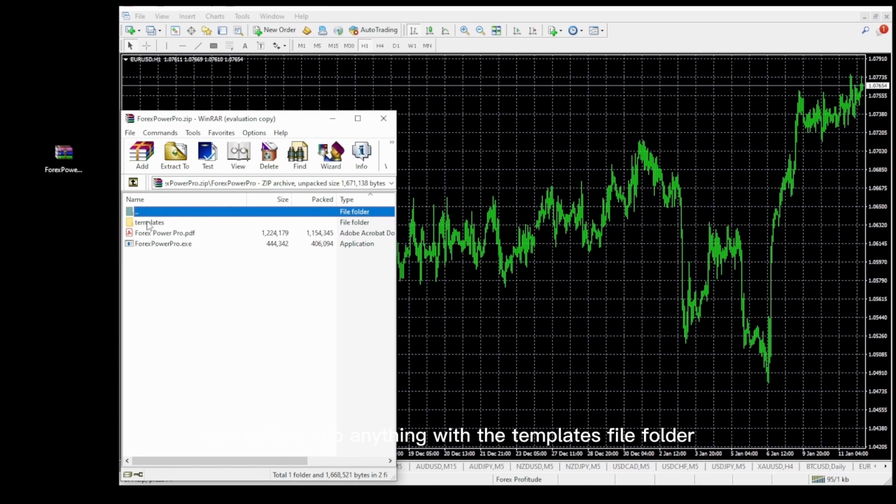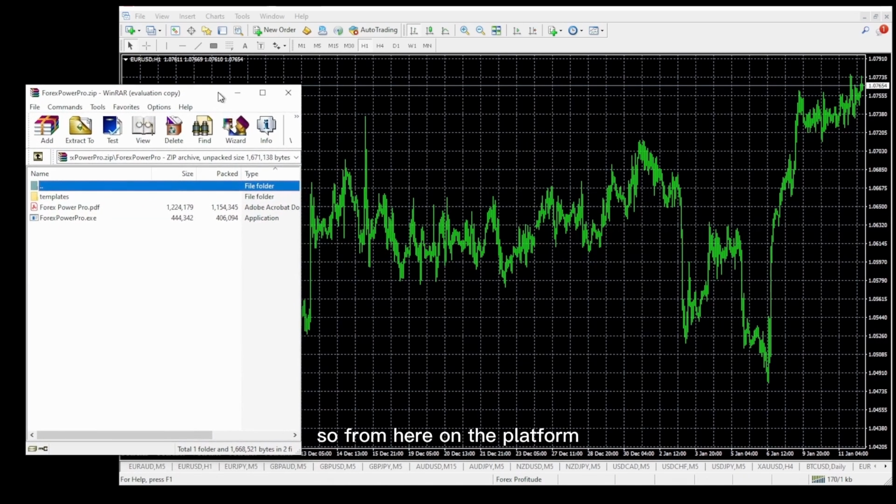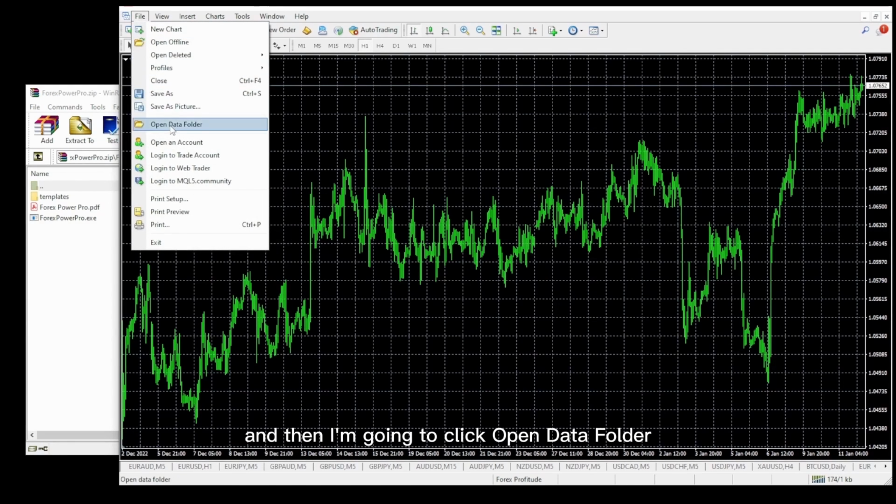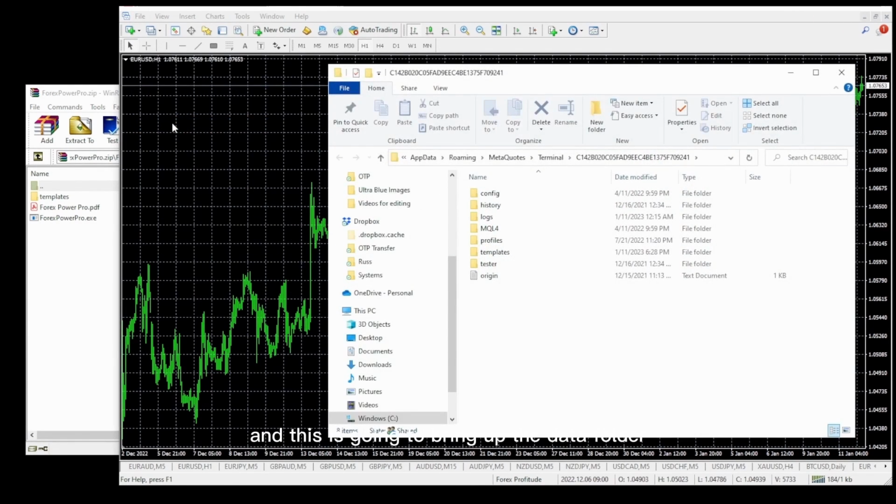Now, before I do anything with the templates file folder, I have to open the data folder of the MT4 platform, because we're going to be dragging and dropping the template from the zip into the data folder. So from here on the platform, I'm going to, in the upper left-hand corner, click on the file, and then I'm going to click open data folder. And this is going to bring up the data folder that the MT4 keeps all of the indicators and templates and profiles and so on.